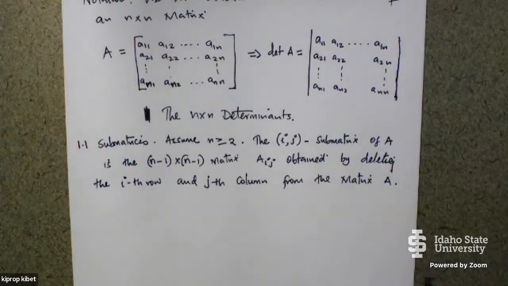So a submatrix, we find that submatrix. If this is an n by n matrix, when we delete the ith row and the jth column, the remaining matrix will be reduced by 1. That matrix which remains is Aij, and this is what we call a submatrix.